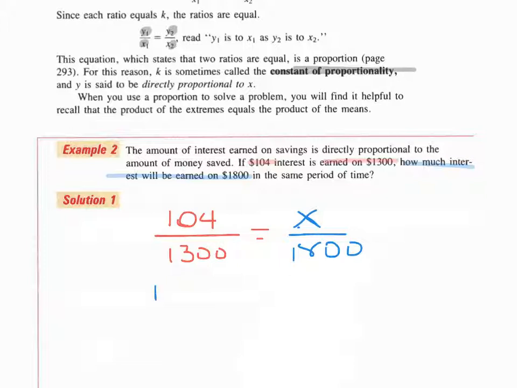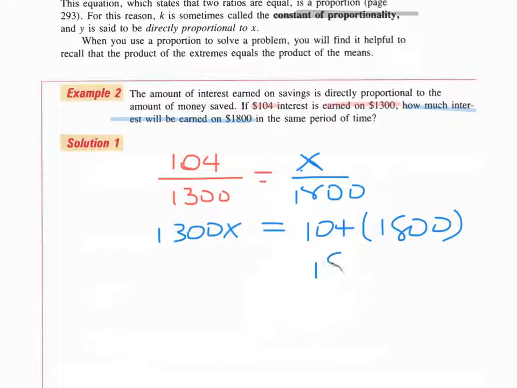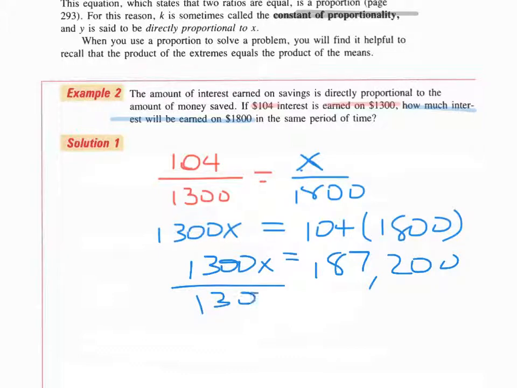So you would get 1,300x is equal to 104 times 1,800. You would multiply that and get 187,200, and then divide that by the 1,300. And that would give you $144. So that would be the amount of interest that you would receive if you invested $1,800 versus $1,300. This would be a method you could use the proportion for.